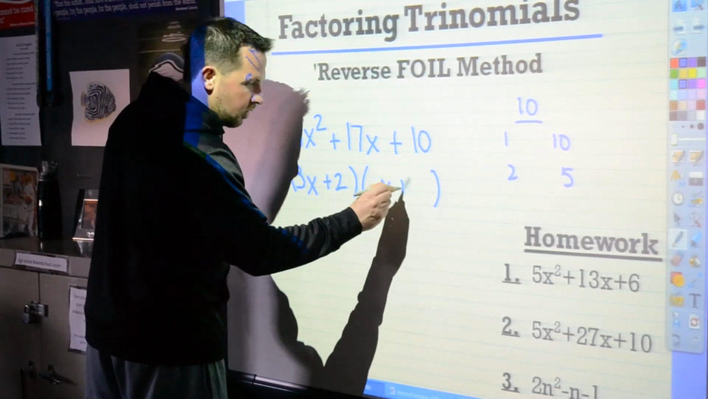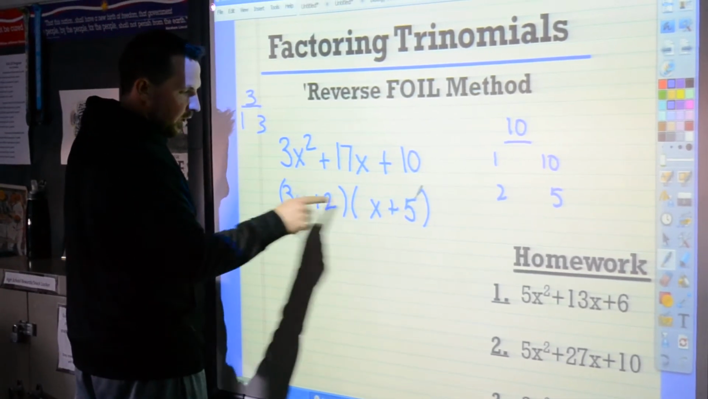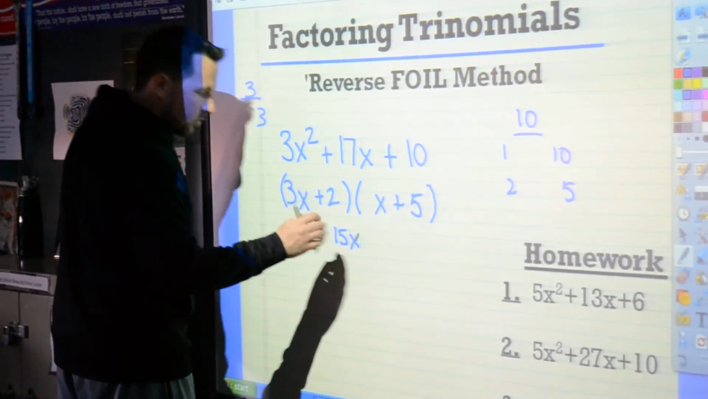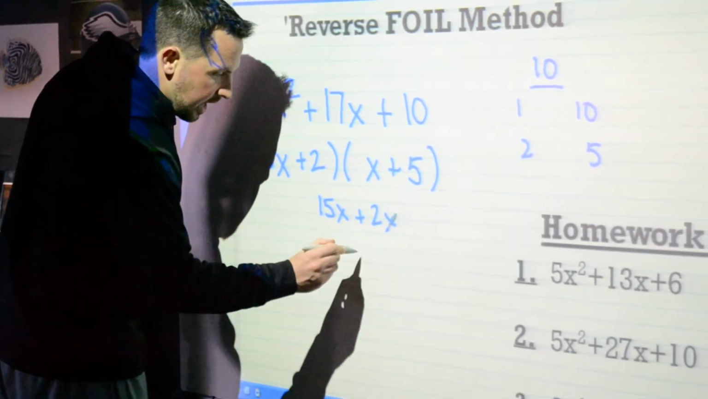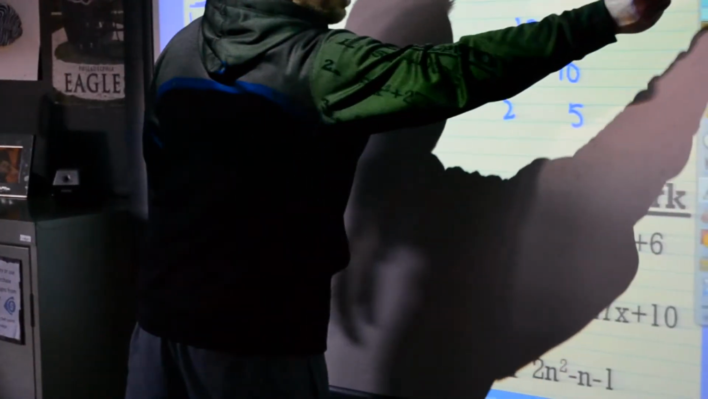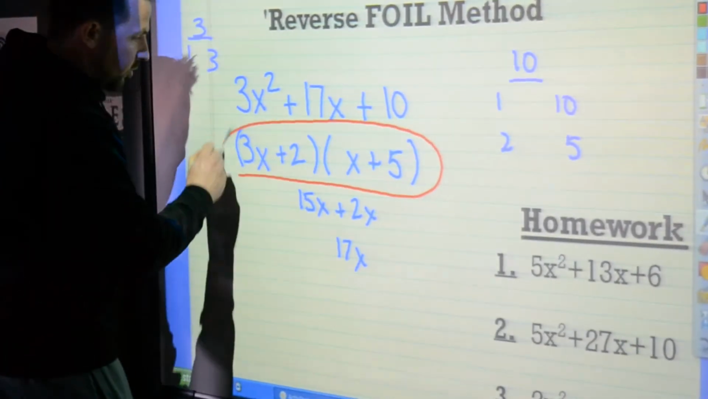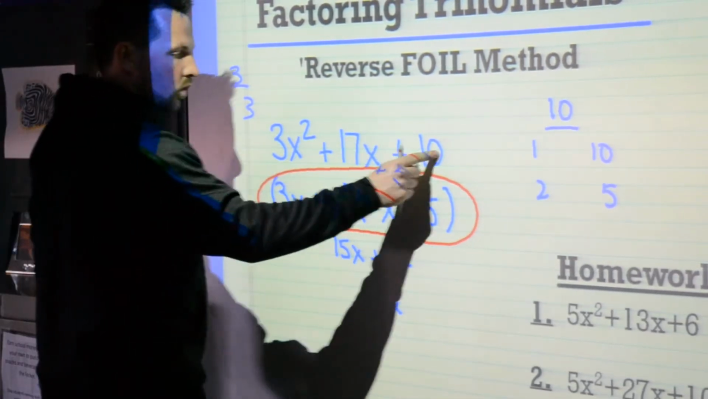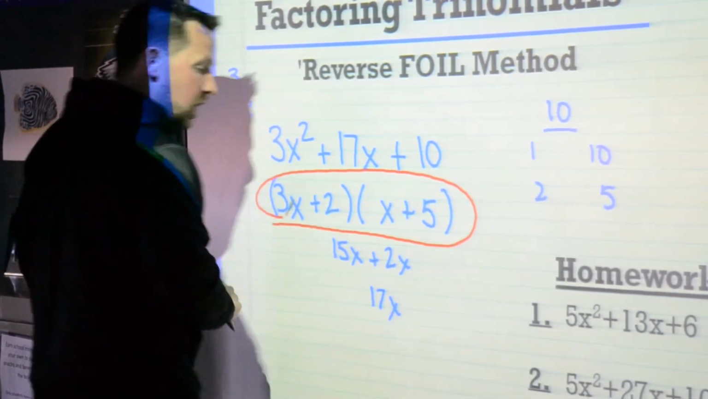Plus 2, plus 5. Looking at this problem now, 3x times 5 gives me 15x. 2 times x gives me 2x. Added together, we get 17x, meaning that's right. So our final answer would be 3x plus 2 times x plus 5. We looked, we factored out, we figured what our factors were, and we did trial and error.